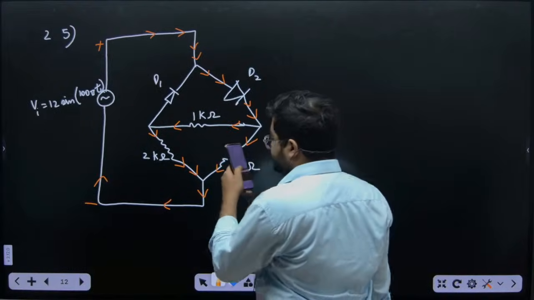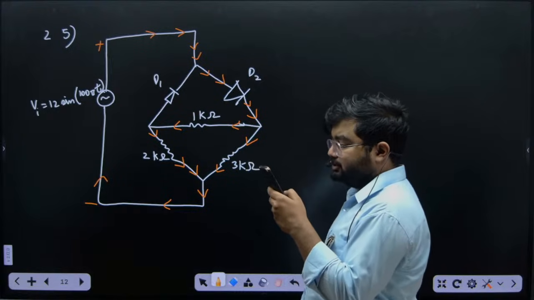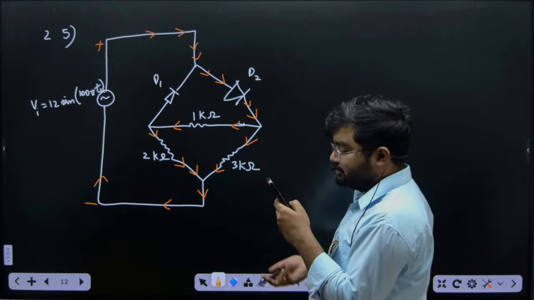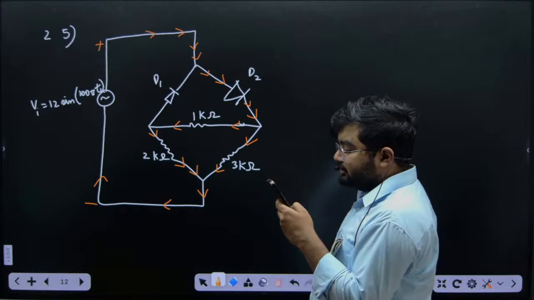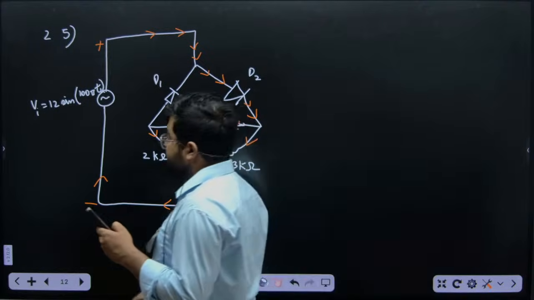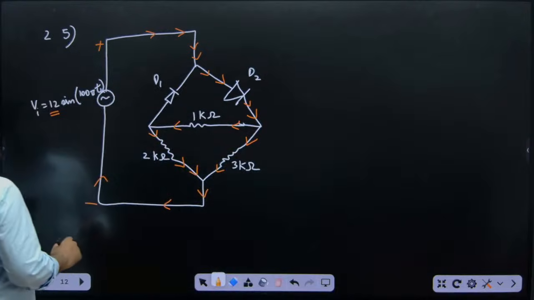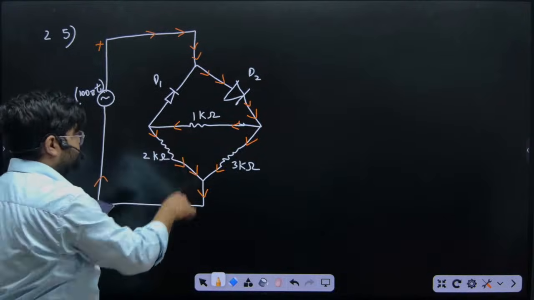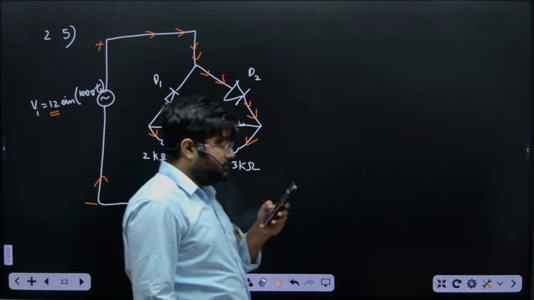So obviously D2 will conduct. Redraw the equivalent circuit to show the flow of current. Okay, we can redraw. Calculate the output voltage across the three resistors. This can be done by you. If the input has its peak value, you can calculate the voltage drops, the output, across the three resistors.